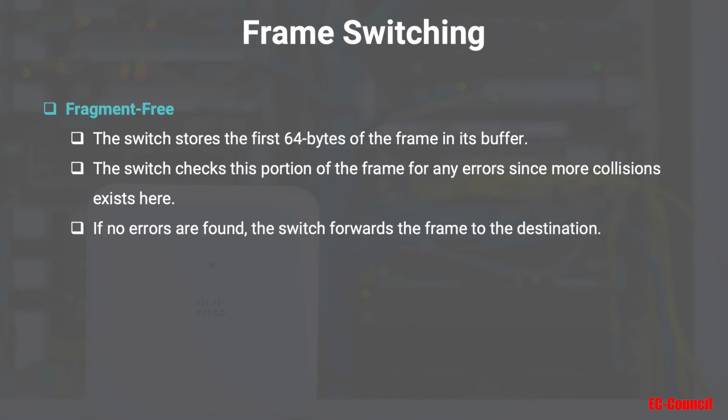The third method is known as fragment free. With fragment free, the switch stores the first 64 bytes of the frame in its buffer. The switch will then check this portion of the frame for any errors, since most collisions exist in that location. If no errors are found, the switch forwards the frame to the destination.